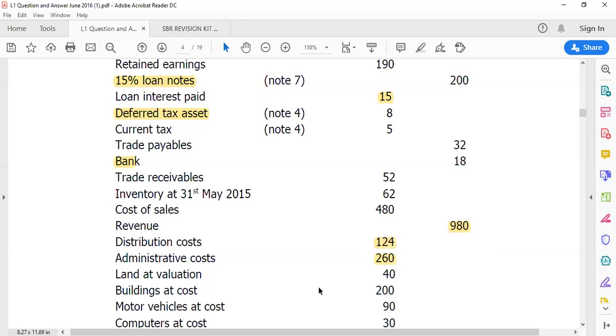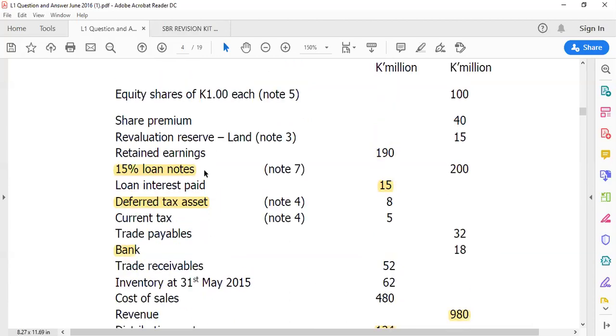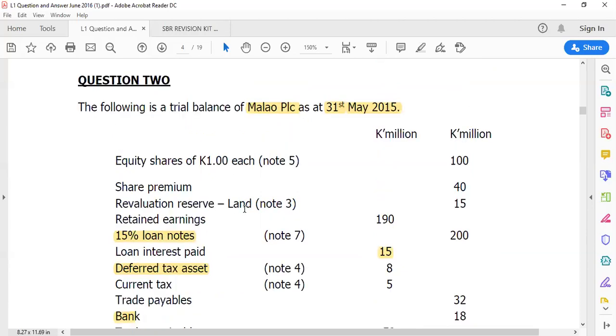What else are we picking there? Okay, it seems there's nothing down. We go to interest. Interest is a free mark. Also, we're going to just pick it the way it is. 15% loan note. So we're going to multiply 15% by 200, then we post it the way it is. So there we go. Let's go to our workings and then post those figures.